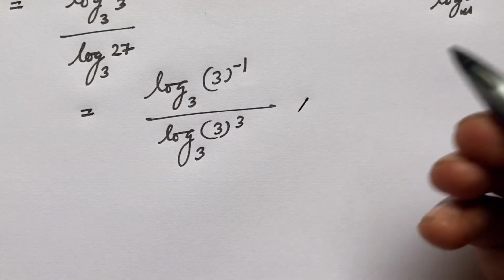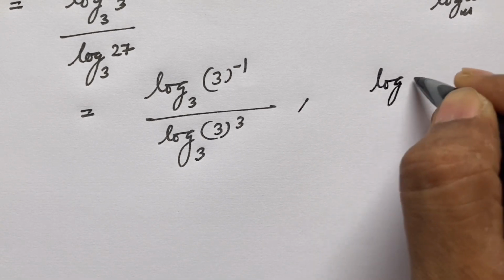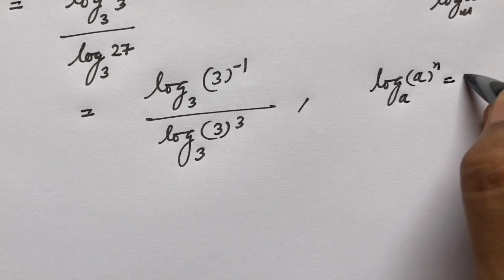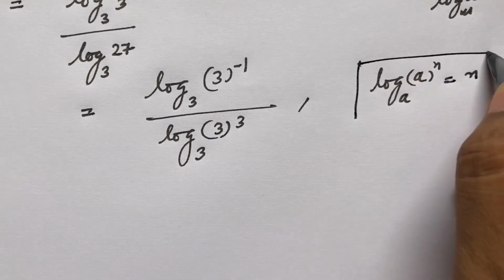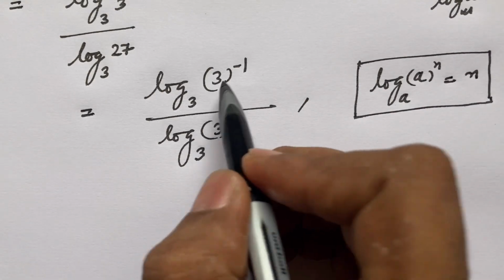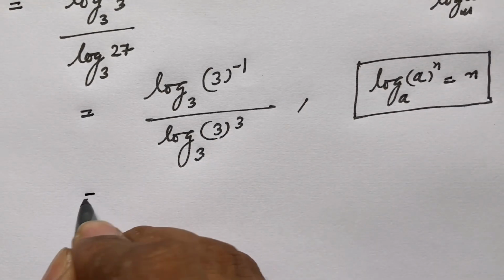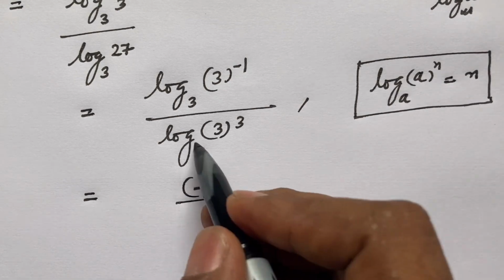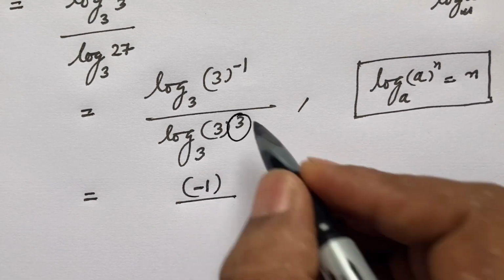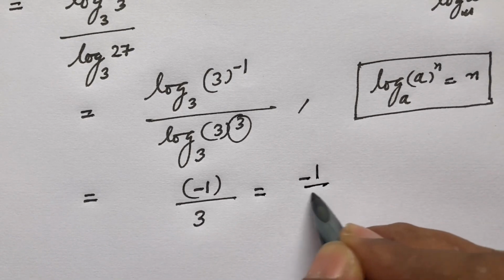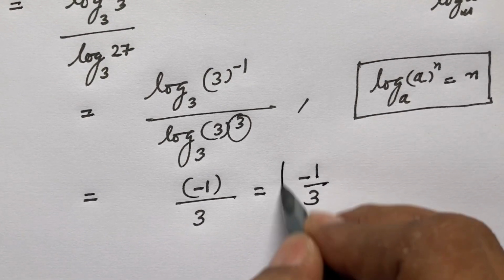As you must know, log a to the power n to base a is equal to n. So here n is minus 1, so this solves to minus 1 divided by, here n is 3, so this is 3. So this solves to minus 1 divided by 3. So this is our answer.